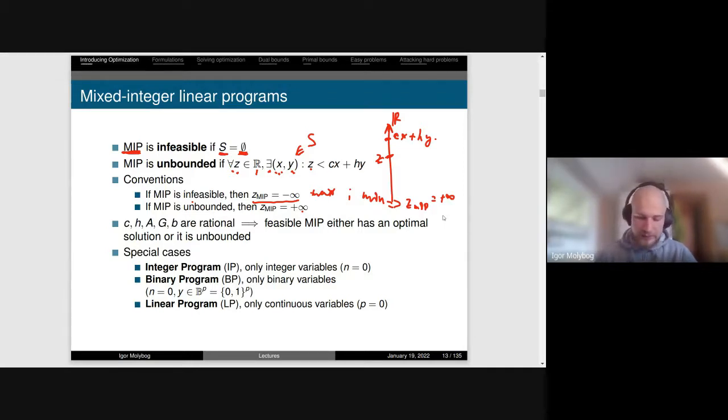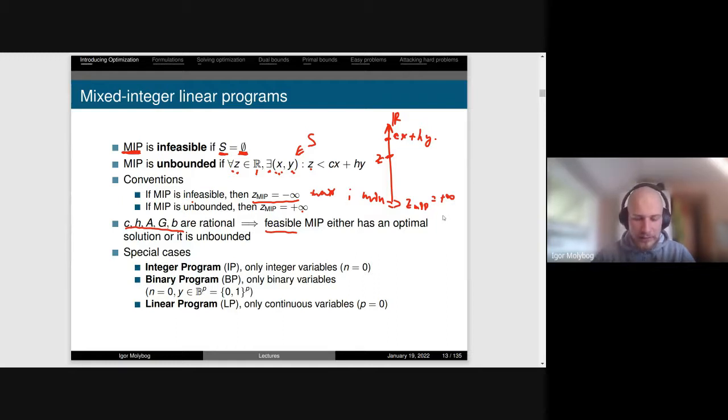So here is the technical detail that I wanted to mention before. If we say that C, H, A, G, and B, all of the data that we have in our problem, is given with rational numbers, then a feasible MIP either has an optimal solution or is unbounded. So as soon as we have at least one feasible point, then we know that there must be a solution, or we can grow the objective function to infinity.